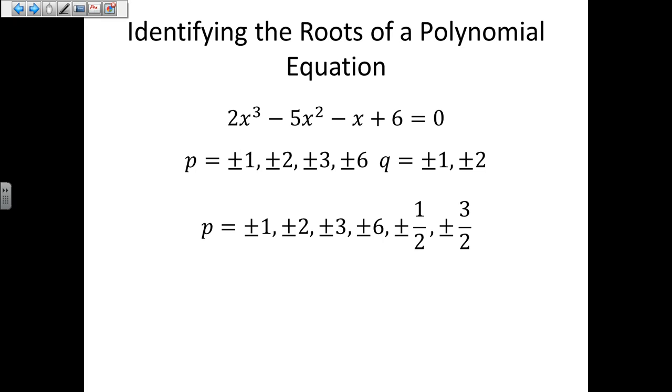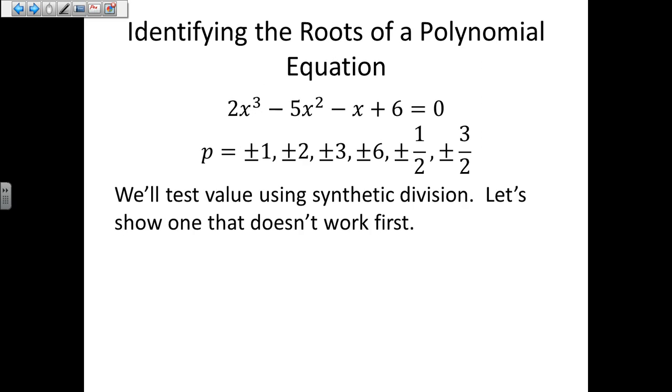Now, what I could do is take each of these numbers, plus 1, plug it into my polynomial, see if I get 0. Negative 1, plug it in, see if I get 0. And keep on going until I've tried and eliminated all of them that I can. That's a lot of work, and there's technically a better way to do it. We're going to actually use synthetic division.